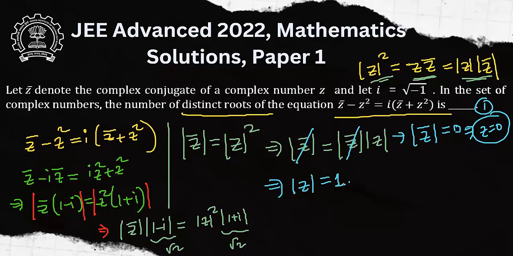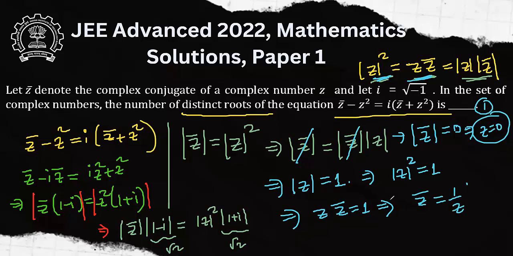Now we have to find the solutions where modulus of Z is equal to 1. If modulus of Z is equal to 1, that means mod of Z square is equal to 1 as well. Now modulus of Z square is Z times Z bar, so I can say Z times Z bar is equal to 1. From there you get Z bar is equal to 1 upon Z. That means the conjugate of Z is nothing but the reciprocal of Z.